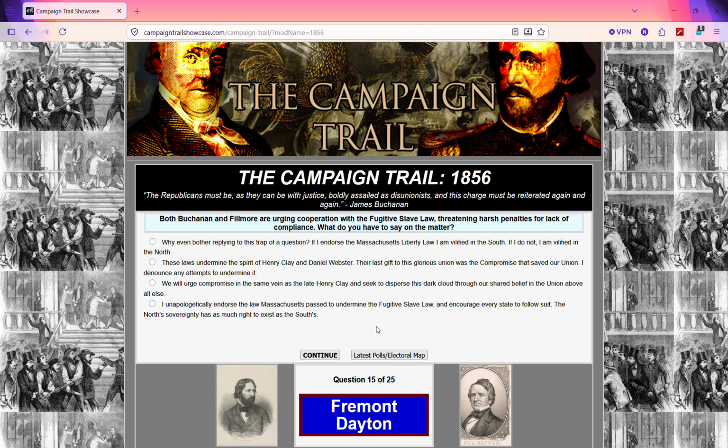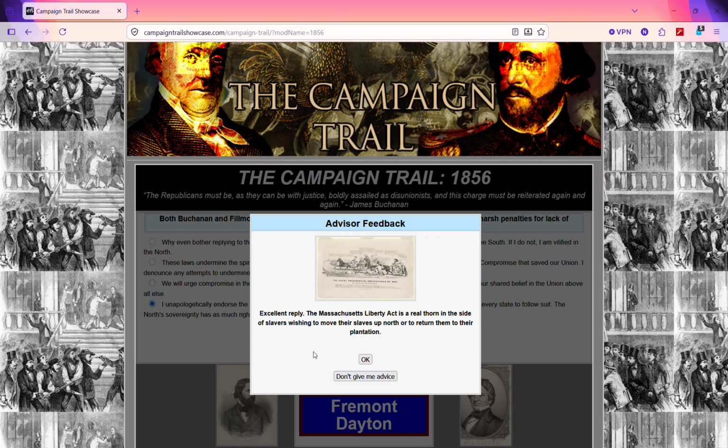Both Buchanan and Fillmore are urging cooperation with the Fugitive Slave Law. Harsh penalties. Alright, Fugitive Slave Act. So we definitely need to come out against this. Why even bother replying to this trap of a question? These laws undermine the spirit of Henry Clay and Daniel Webster. Their last gift to this glorious union was to compromise to save our union. We will urge compromise in the same vein as the late Henry Clay. I don't know if going in Whigs are going to be the greatest idea. I unapologetically endorse the Massachusetts law and encourage every state to follow suit. The North's sovereignty has the right to exist as the South's. Let's pick that. Excellent reply.